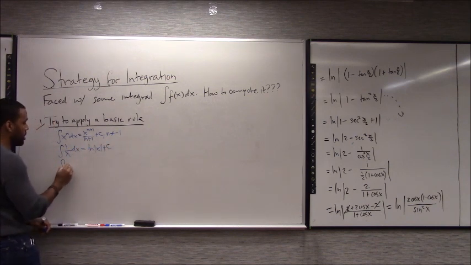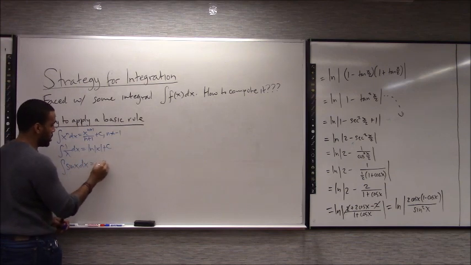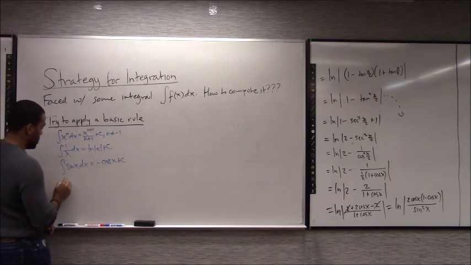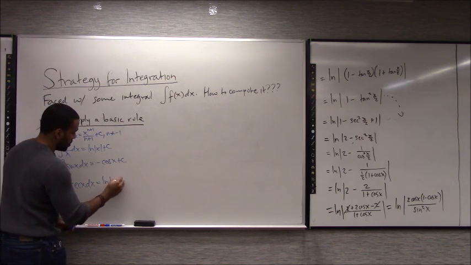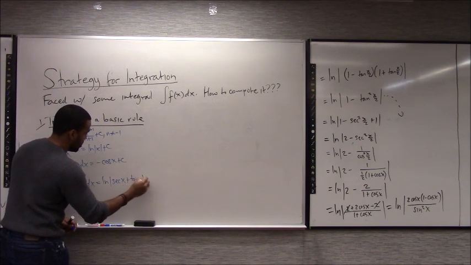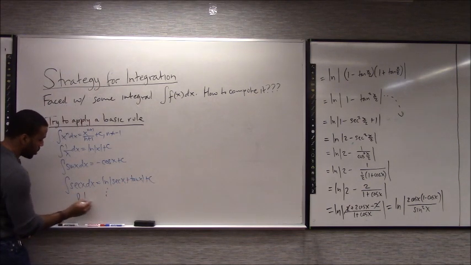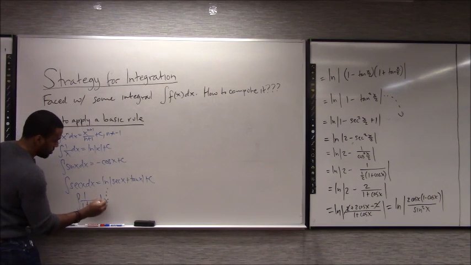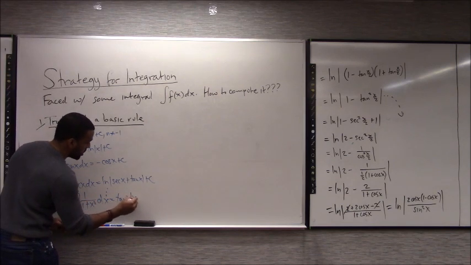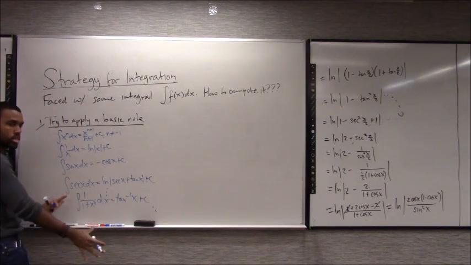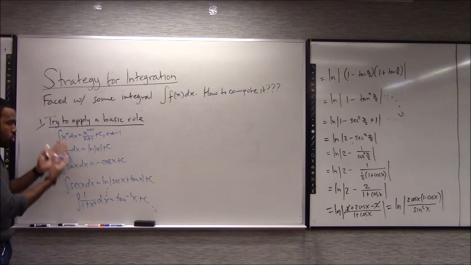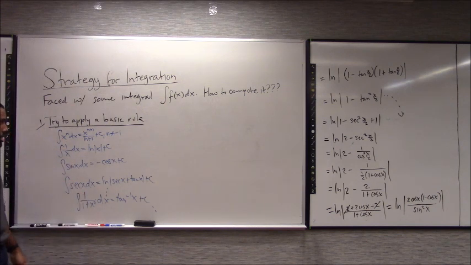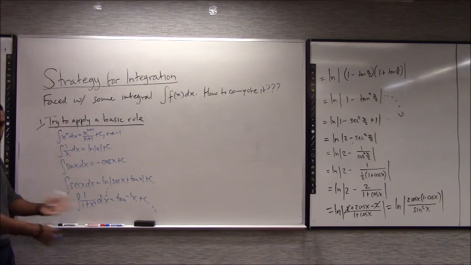Does it look like a sine of x? We know how to deal with that. That's minus cosine of x plus c. Is it a secant? Well, we know how to deal with that. That's ln of secant x plus tangent x plus c, etc. The integral of 1 over 1 plus x squared is tan inverse of x plus c, etc. You know a bunch of these rules in your head that you have memorized. So you're pretty much going to see whether any of these rules just apply right off the bat. Just looking at this thing, can I use one of these right away? It's always going to be the first thing you look for.